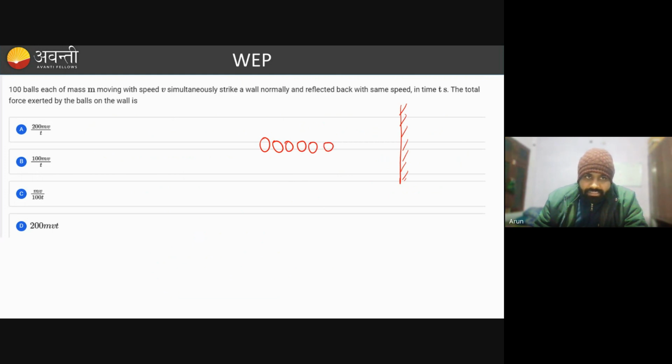Okay, and these balls are moving with a speed v. Each ball is moving with a speed v, and the number of these balls are hundreds. They strike the wall and then reflect back with the same speed.